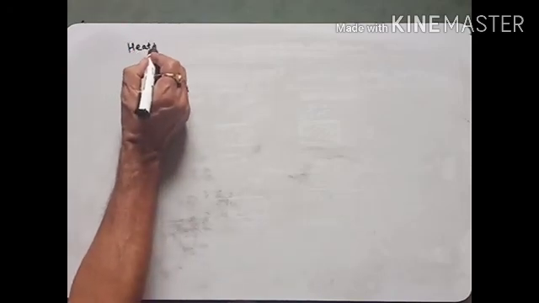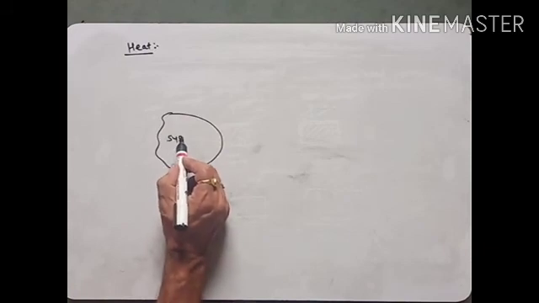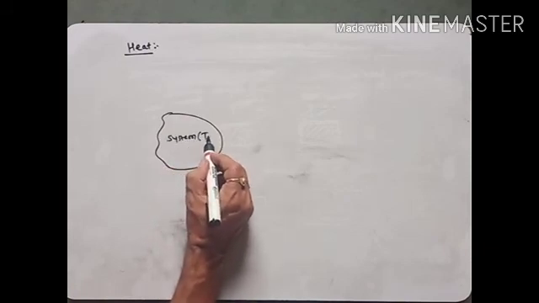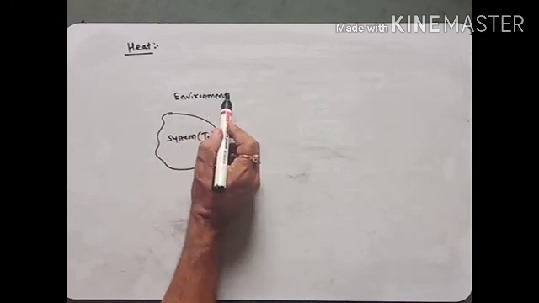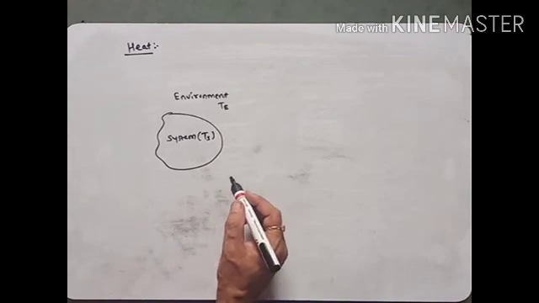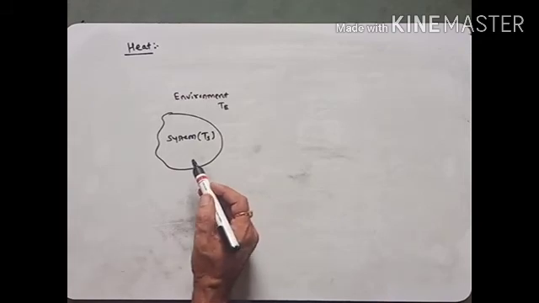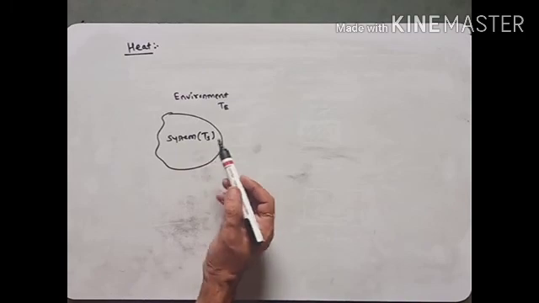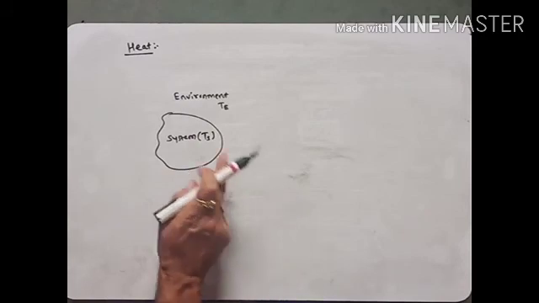Heat. Here, suppose this is a system whose temperature is Ts, and this is the environment whose temperature is Te. Suppose there is exchange of heat between system and surrounding till Ts and Te become equal, and this is called thermal equilibrium. If the environment is large, then heat flows from environment to system.